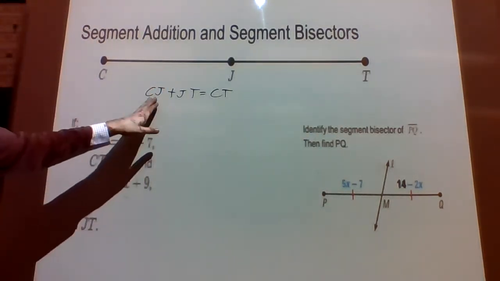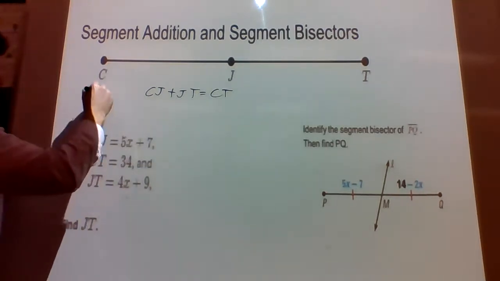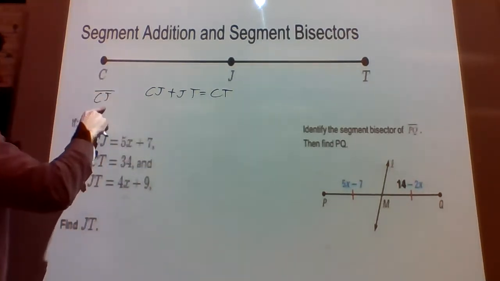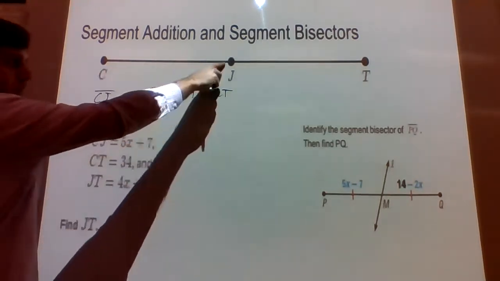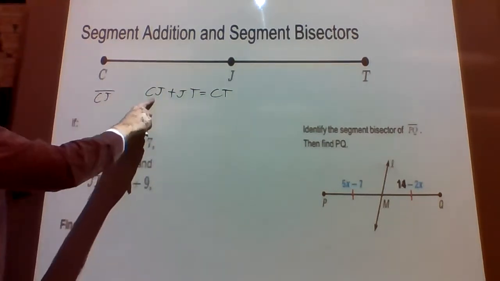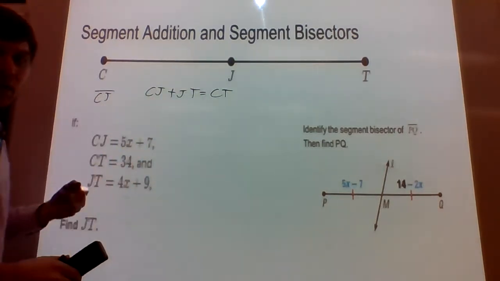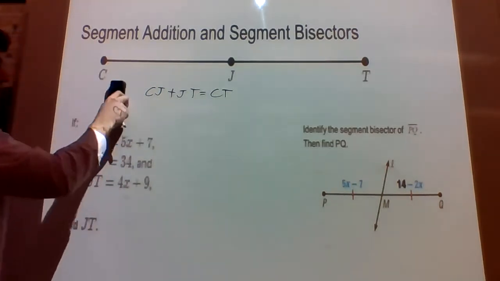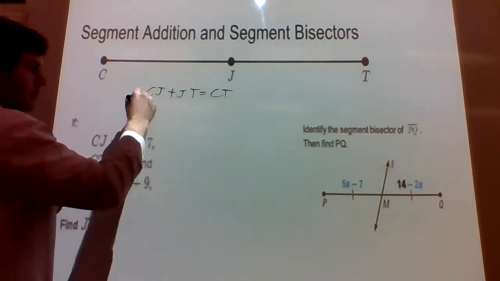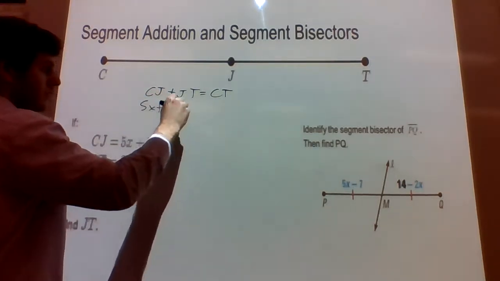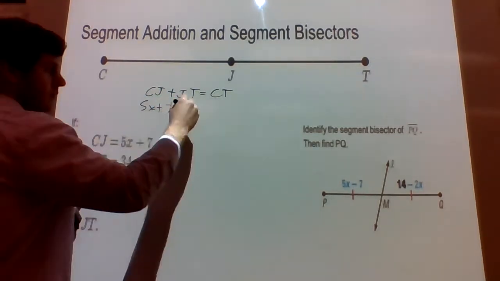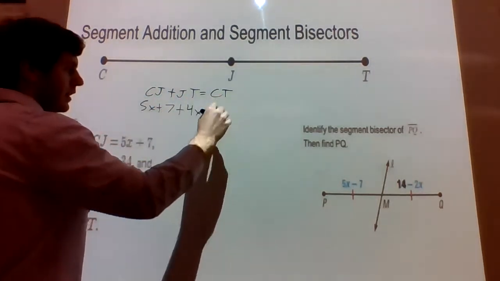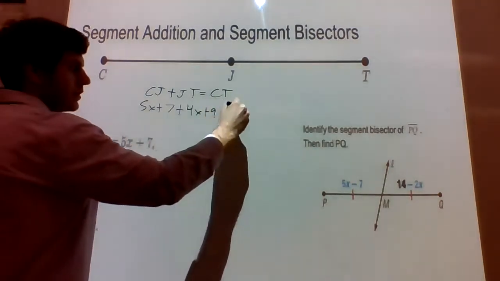And we know CJ, right? This is segment CJ. It represents the segment. It's the name for the segment. CJ represents the length of the segment. It represents the distance between C and J. So CJ is 5x plus 7. JT is 4x plus 9. And CT is 34.